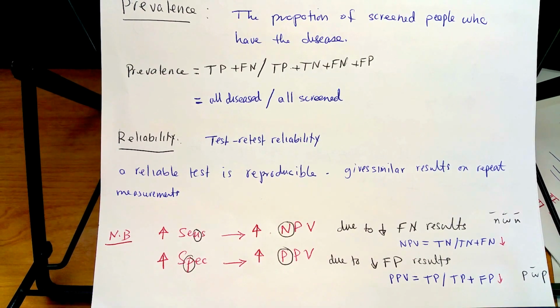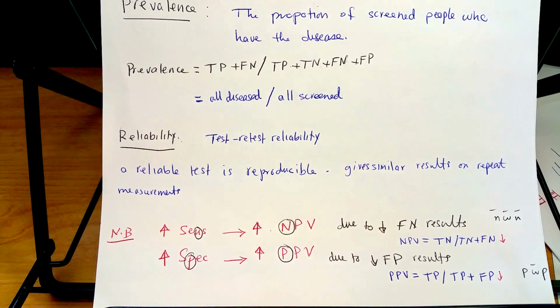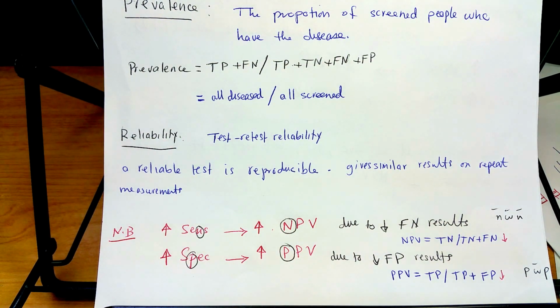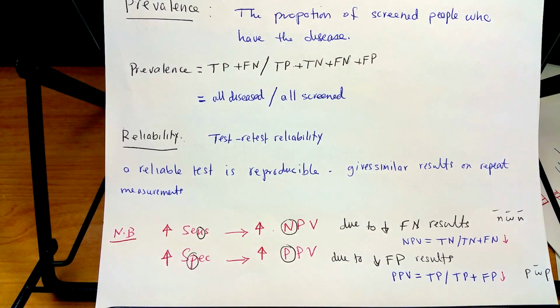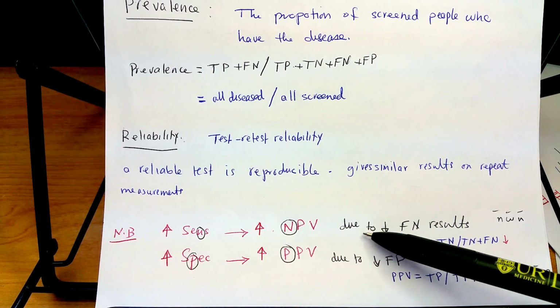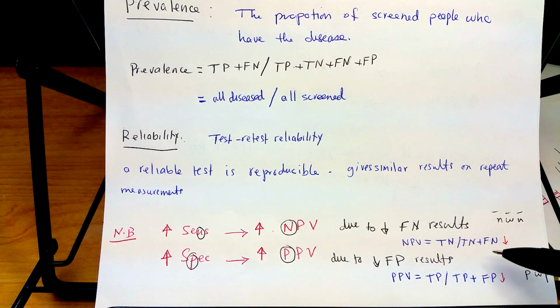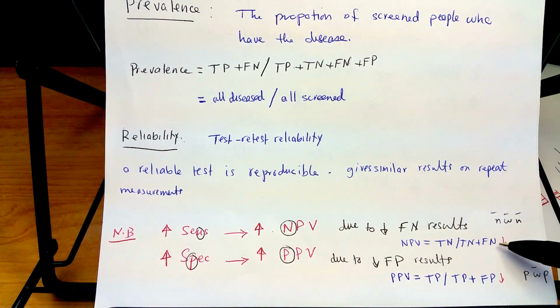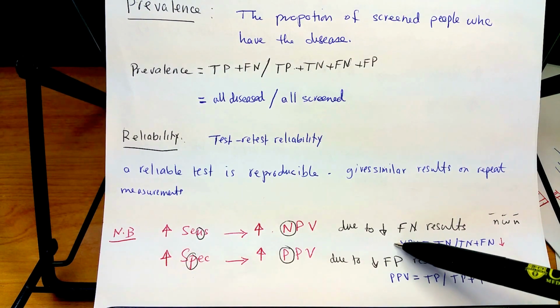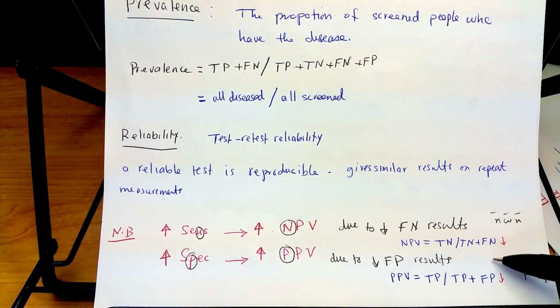Okay, there is another nota bene here: sensitivity is directly proportional to negative predictive value. If we increase sensitivity, we increase the negative predictive value, because when we increase sensitivity, we decrease the false negative. If we decrease the false negative, the negative predictive value will increase. So having the formulas will help you also to remember this.